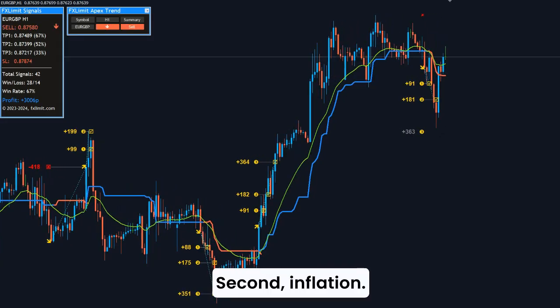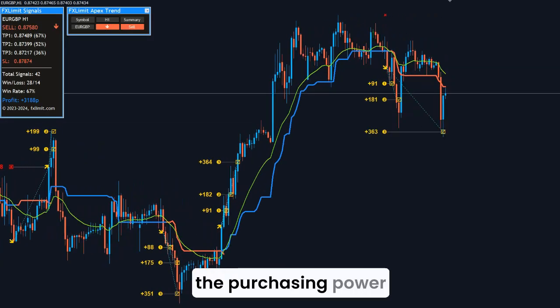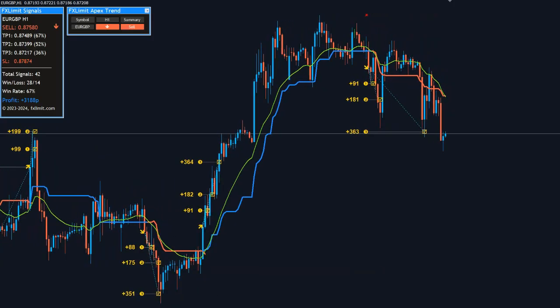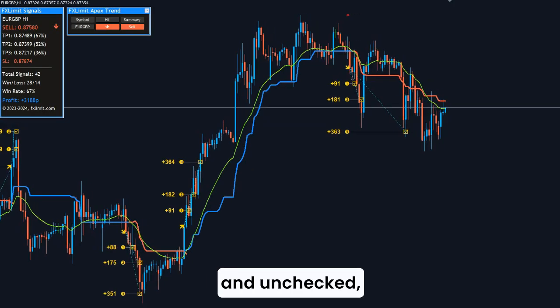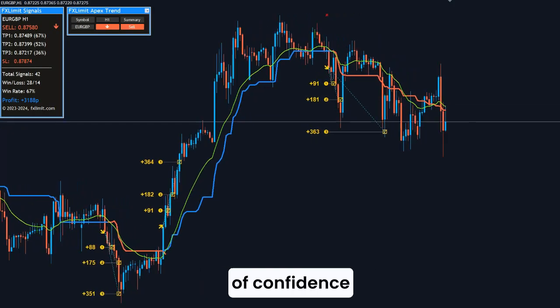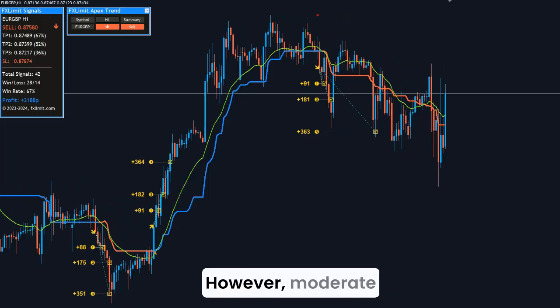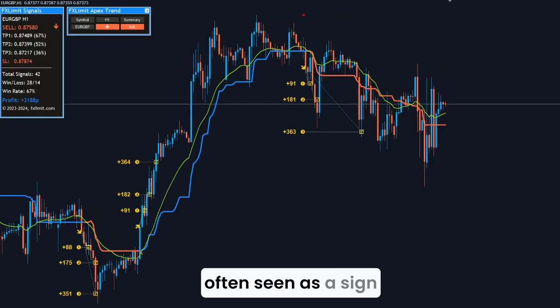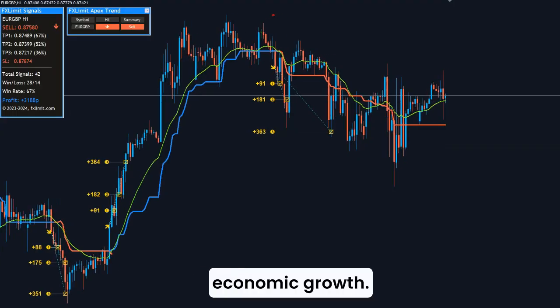Second, inflation. Inflation reduces the purchasing power of a currency. If inflation is high and unchecked, it can lead to a loss of confidence in a currency. However, moderate inflation is often seen as a sign of healthy economic growth.